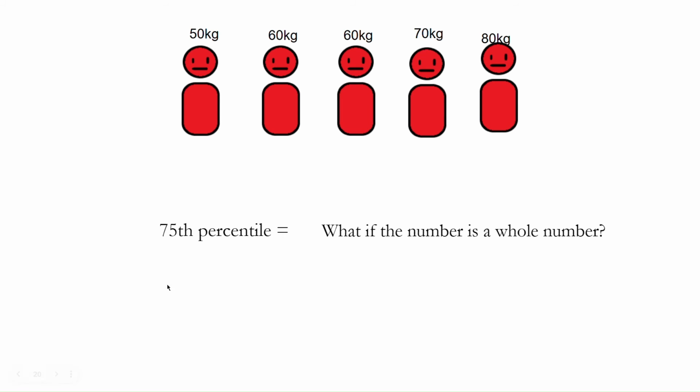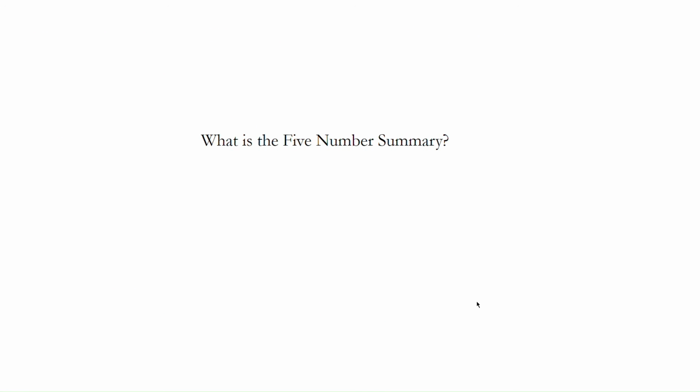Now in this example, the answer of 75% multiplied by 5 is 3.75. You got a decimal number. What if it's a whole number? Let's say it's 4. What do we do now? Firstly, just do 4 plus 1, which is 5. Add 1 to that number, go to the fourth person and the fifth person, and find the mean of both of these. So 70 kg plus 80 kg divided by 2 is 75 kg. So the 75th percentile is 75 kg.